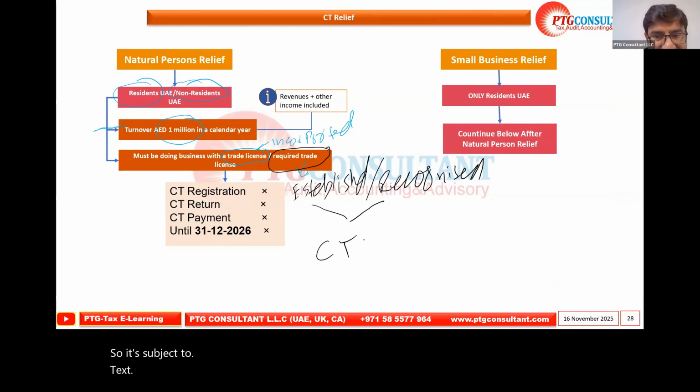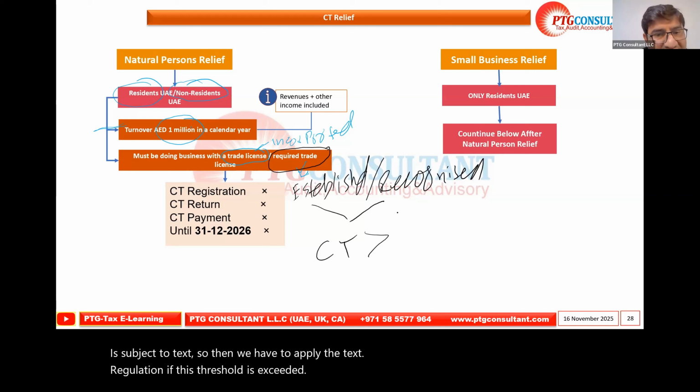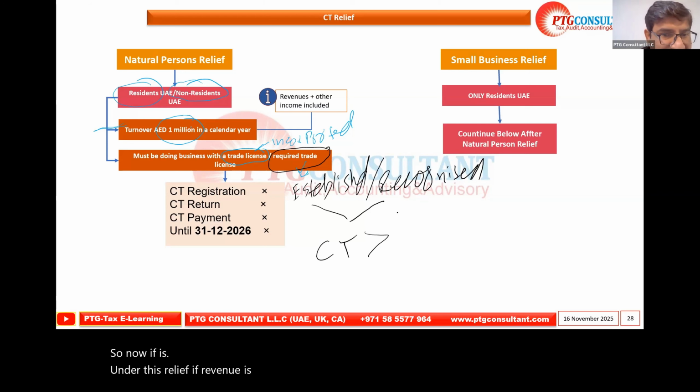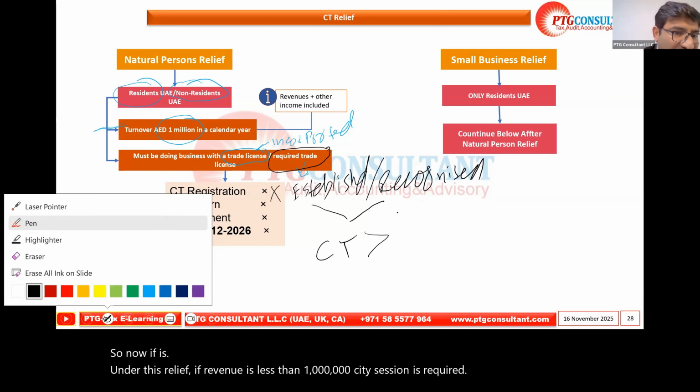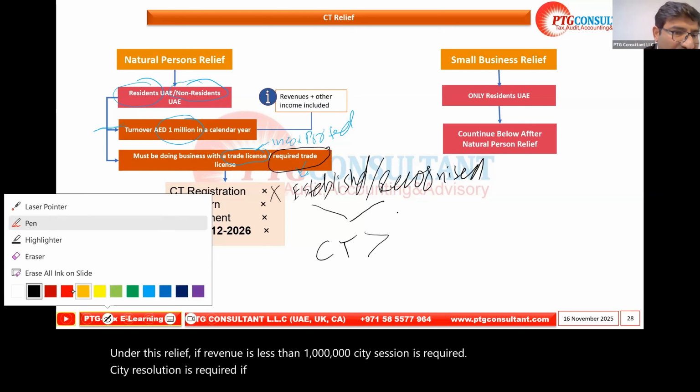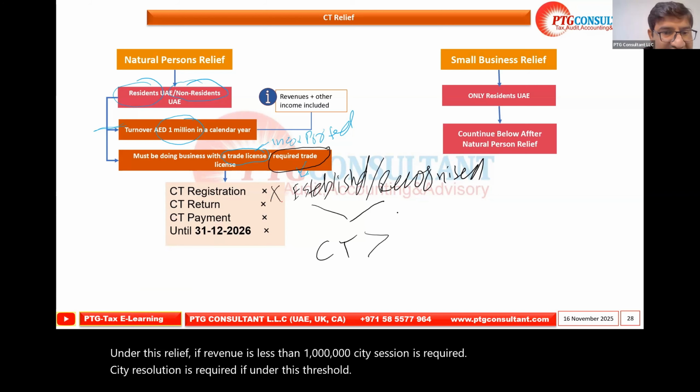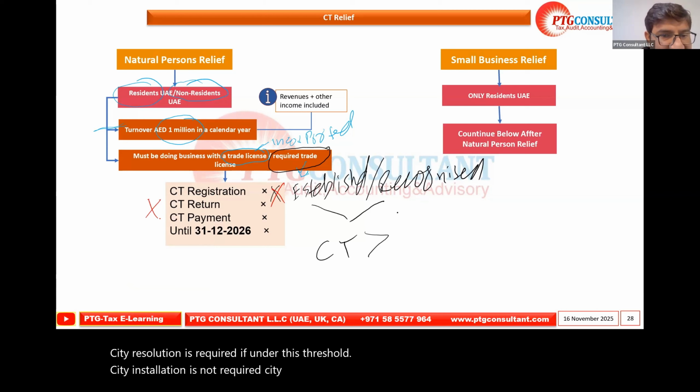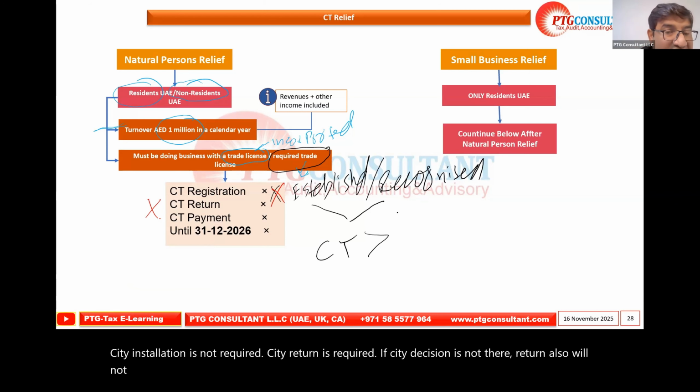Is subject to tax. So then we have to apply the tax regulation when this threshold is exceeded. Now, under this relief, if revenue is less than 1 million, city registration is not required. If city registration is not required, the city return is also not required. If you are not registered and did not submit the return, the payment is also not required.